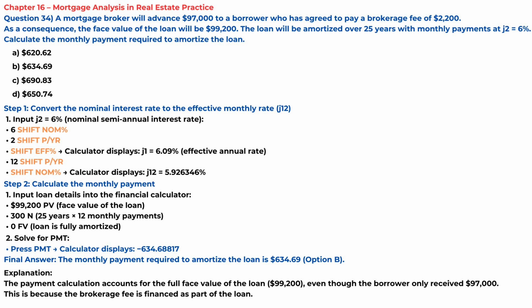Final answer. The monthly payment required to amortize the loan is $634.69, option B. Explanation. The payment calculation accounts for the full face value of the loan, $99,200, even though the borrower only received $97,000. This is because the brokerage fee is financed as part of the loan.